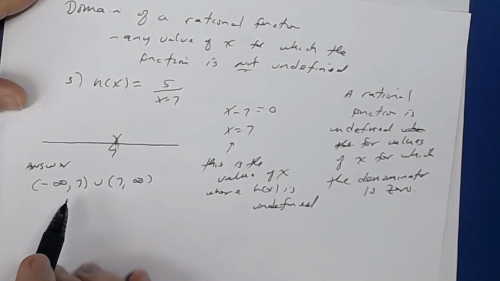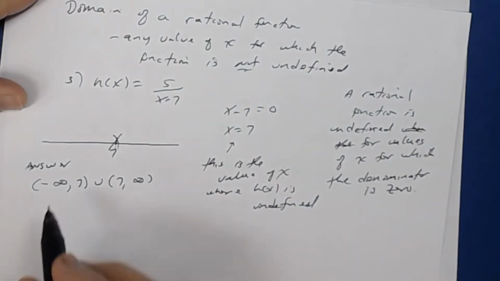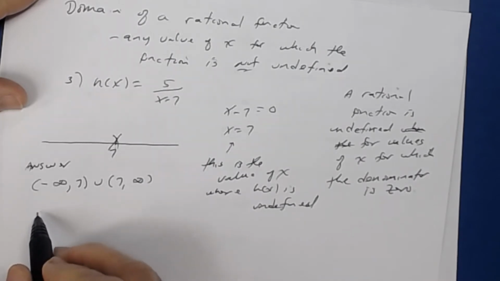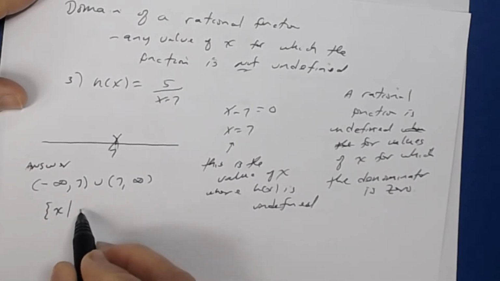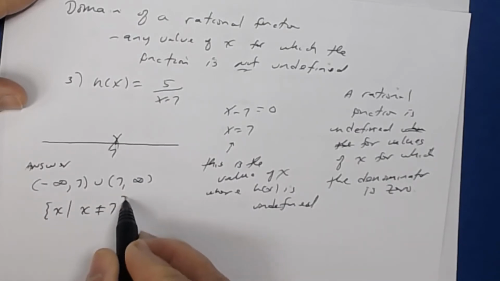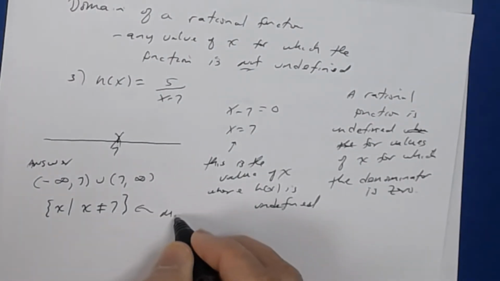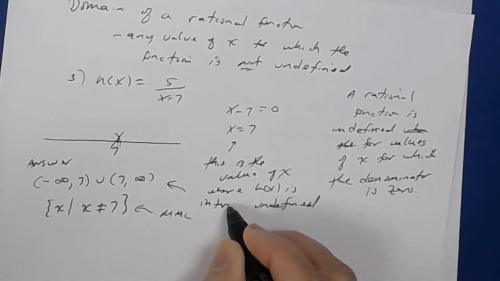As an inequality, or as set notation, you would say something like this. On my math lab, you would say the set of x's such that x does not equal 7. So that's how you would say that on my math lab, and this would be interval notation.